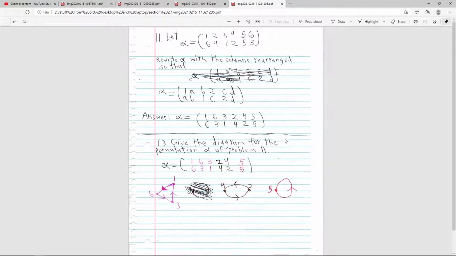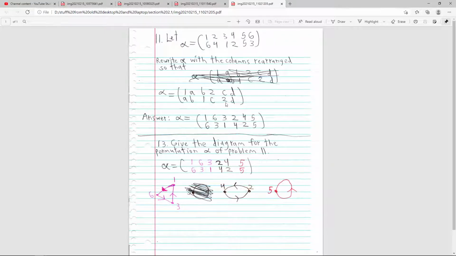Now give the diagram for the permutation alpha of problem 11, so this problem. We have it drawn out in the form that makes it easy to see. So 1 goes to 6, 6 goes to 3, 3 goes to 1, and then 1 goes to 6, so that ties it up. So I draw a triangle sort of here, and the arrows go into each other.